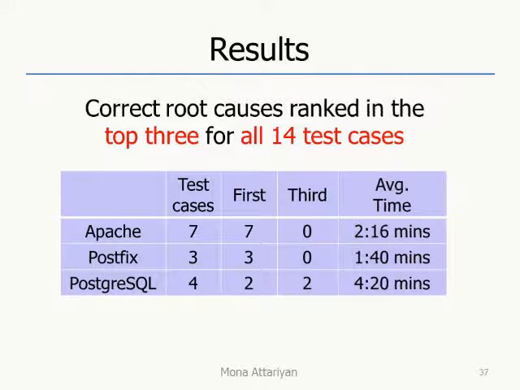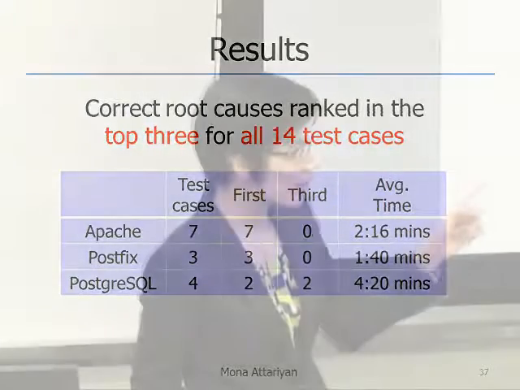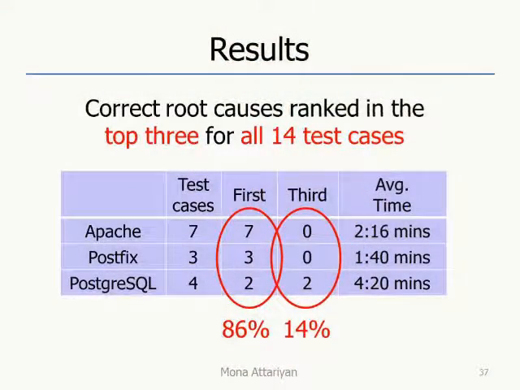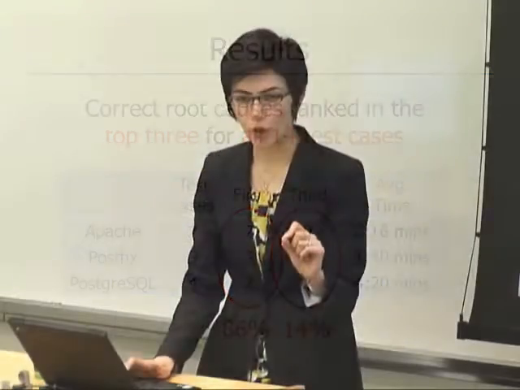Right. So this is actually work in progress. We are still doing some more evaluation, but this is the preliminary result. We did Apache, Postfix, and Postgres. We found 14 test cases of performance problems that people found online and reported, and we recreated them and ran X-ray. In 12 cases, the first option that X-ray returned was actually the biggest contributor to the performance problem, and in 2 cases, it was the third option that it returned.